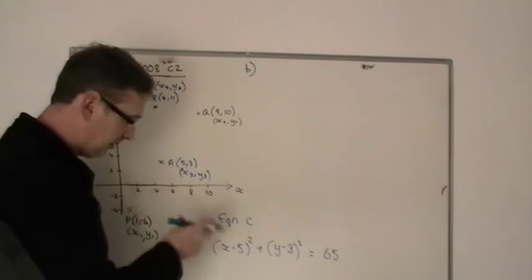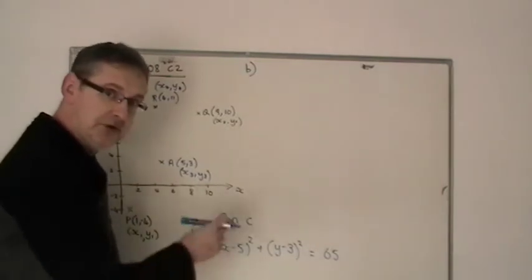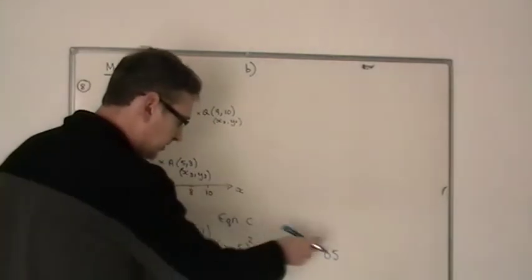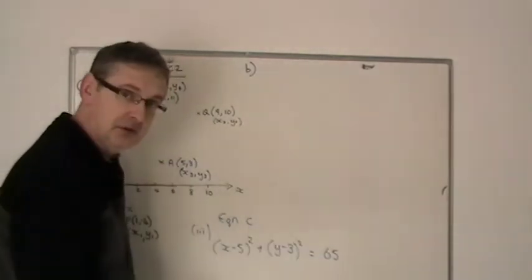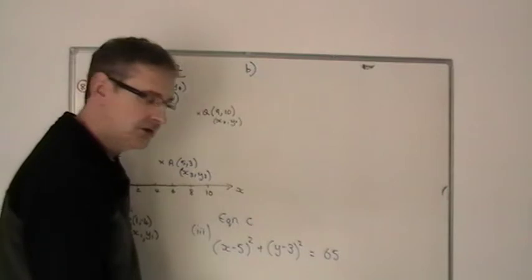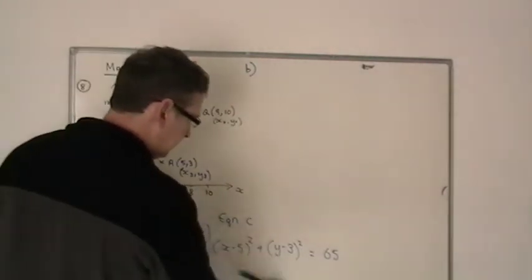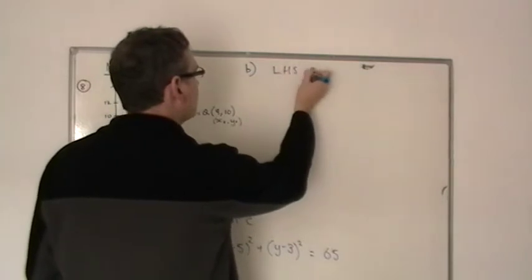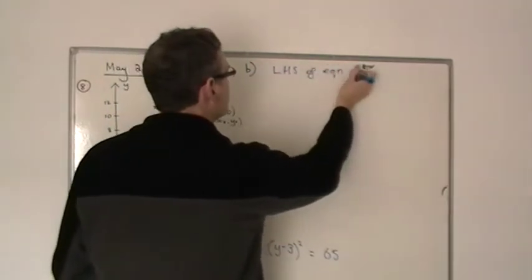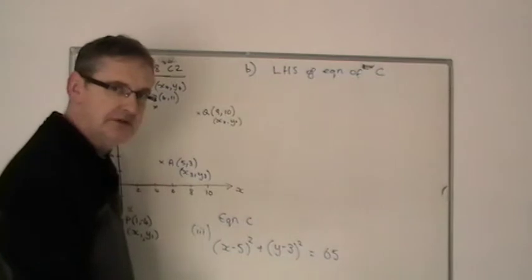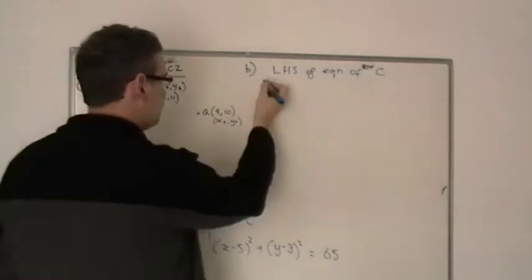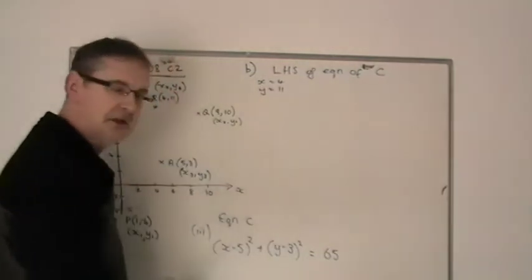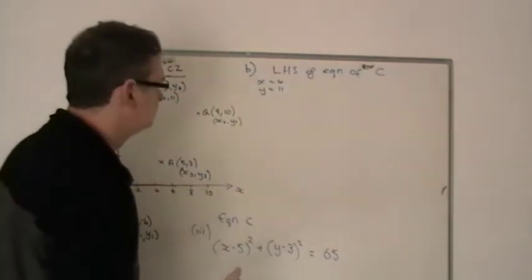Any point that lies on that circle, if you substitute the x and y values into that equation, out will pop a true statement. Let me show you if you're not sure. I'm going to take the left hand side of the equation of C, substitute in x equals 4, y equals 11, and work it out. Let's see what I get.